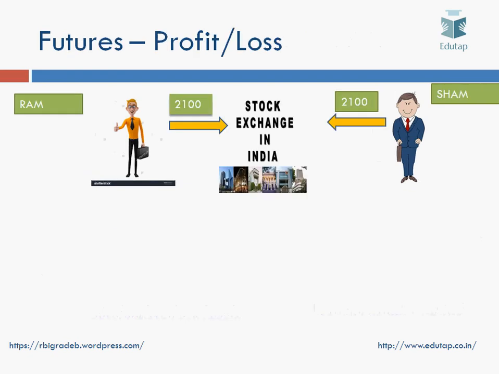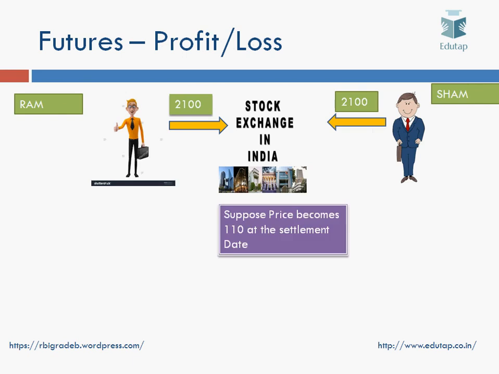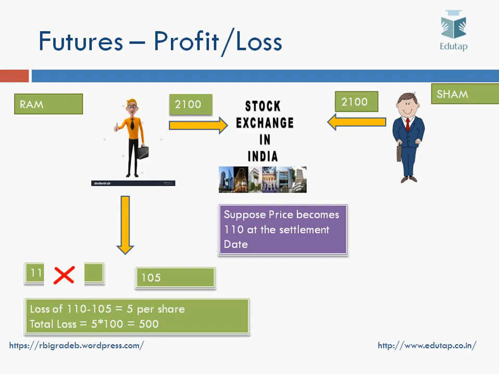Now how to calculate the profit and loss in the futures? Now suppose the price becomes 110 at the settlement date. Now Ram could have sold these shares at 110 to anybody in the market, but he cannot sell those because he has already entered into a contract. So what he would do is he would sell those shares at 105 to Sham. So the loss which he would incur is 110 minus 105 equal to 5 per share, or the total loss is 5 into 100, that is 500.